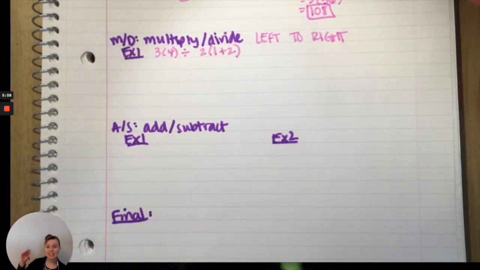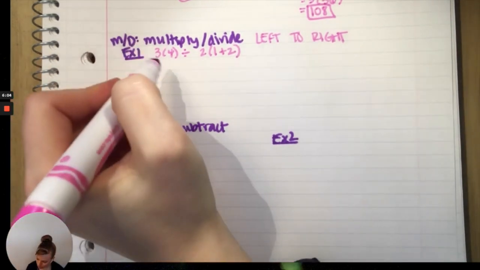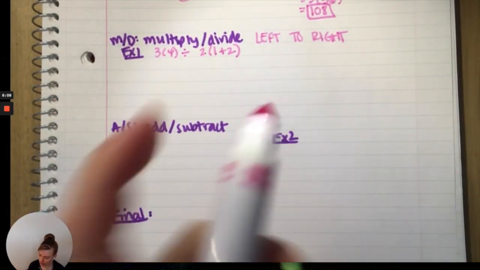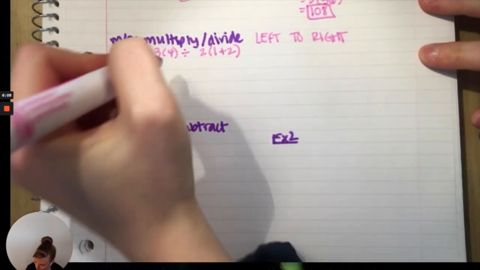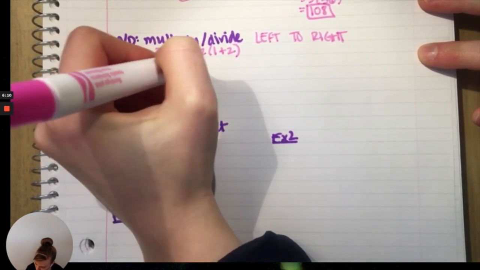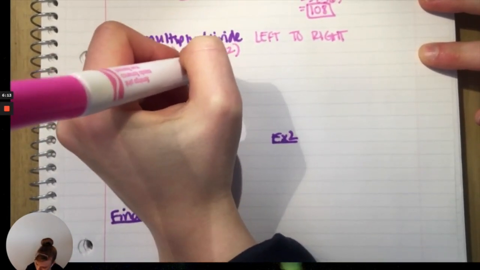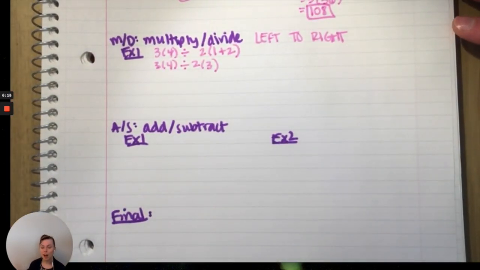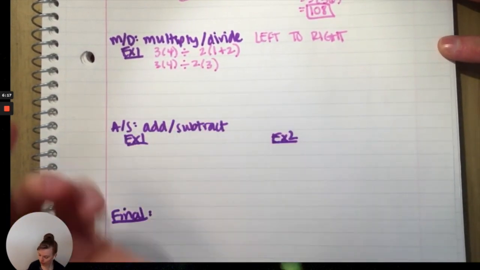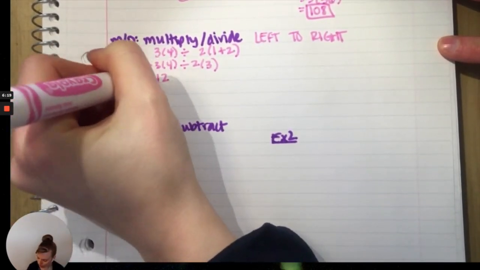So I could have written this as a fraction, 3 times 4 over 2 times 1 plus 2, but instead there's a division in the middle. So I'm going to go from left to right. I am going to do this group first though, just so it looks a little more straightforward. All right, and then 3 times 4 is 12.